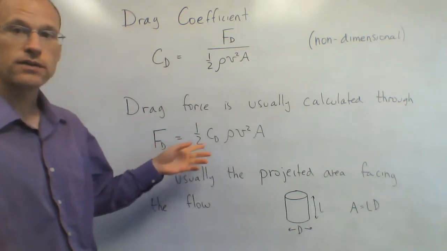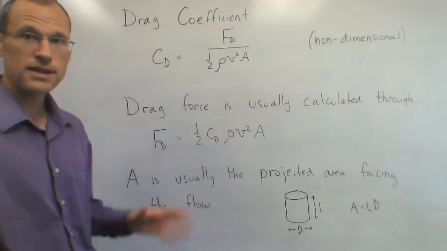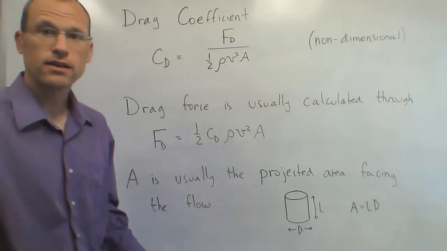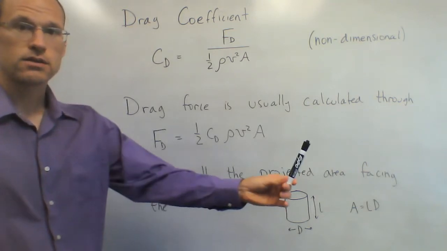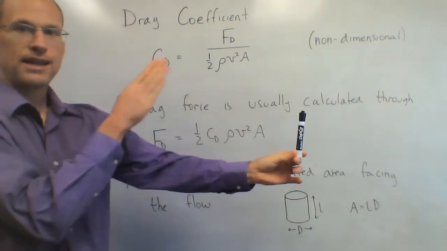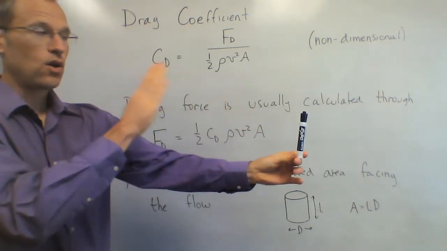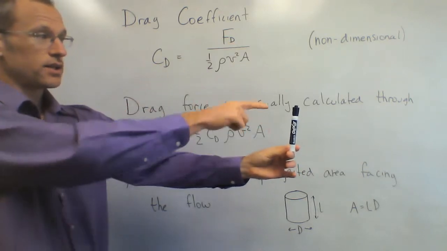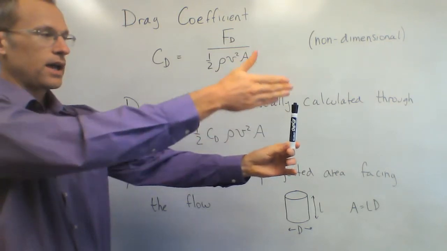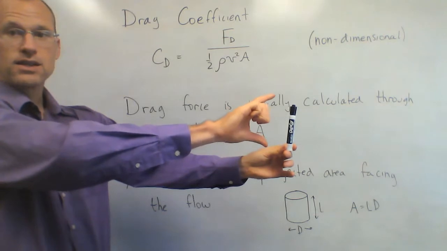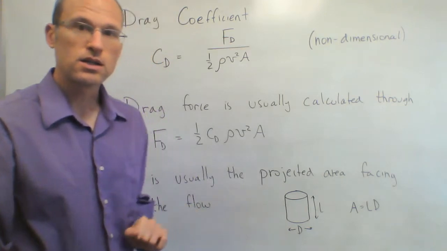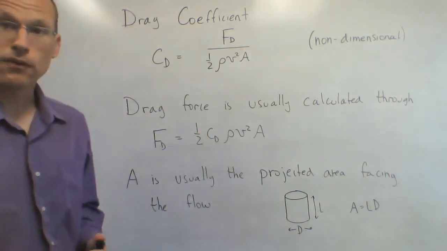My drag force is 1/2 CD rho v squared times area, and this area is generally the projected area facing the flow. The way I like to think of this is if I have some object like this pen, a cylinder, I pretend I'm the wind coming in, hitting this object, and ask, what do I see? I see a top area that has a length equal to the diameter, and a height equal to whatever length this is. So basically I'm seeing a rectangle of area L times D. That's the area I want to use in my force equation.